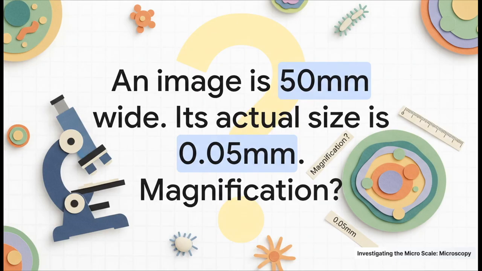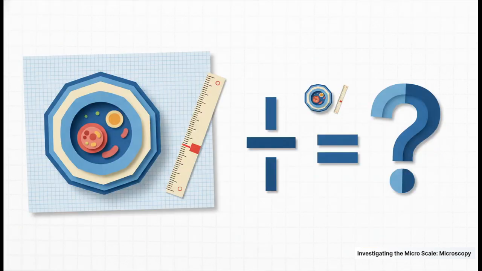Okay, let's put it into practice with a classic exam question. An image of a cell is 50 millimeters wide, and its actual size is 0.05 millimeters. So what's the magnification? Right, step 1, we use our triangle to get the right formula. Magnification equals image size divided by actual size. Step 2, we just pop the numbers in. That's 50 divided by 0.05.